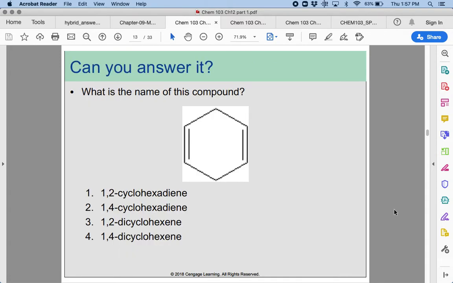What is the name of this compound? 1,4-cyclohexadiene. If this is at the 1 position, 1, 2, 3, 4. You may be wondering, why can't I go 1, 2, 3? But remember, if it's on the 1 carbon, it has to be connected to the 2 carbon. So we have to go around in that order. We can't just say 1, 3. That wouldn't make any sense.